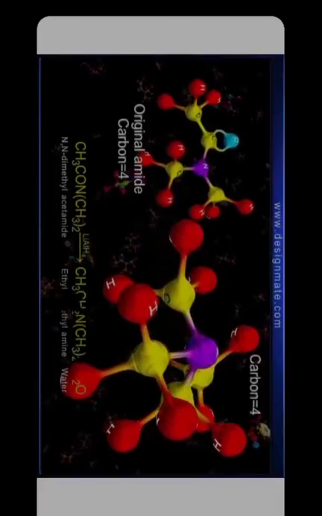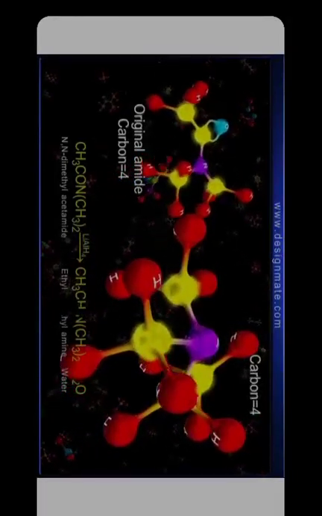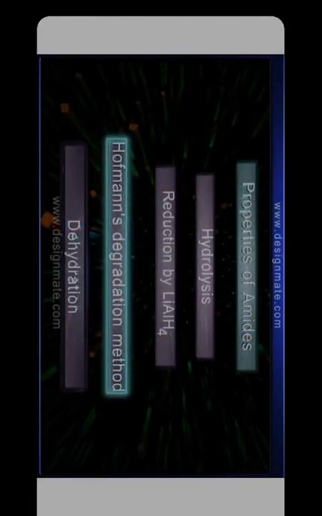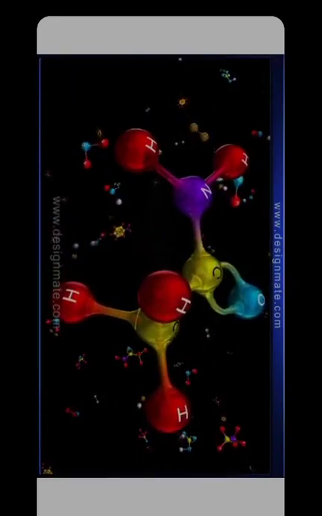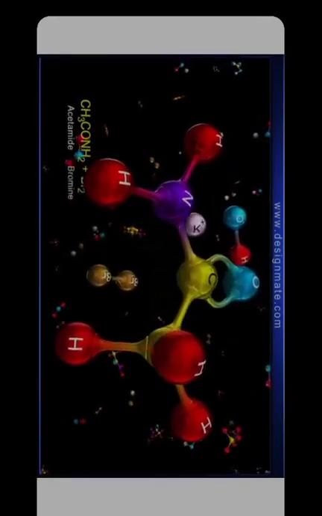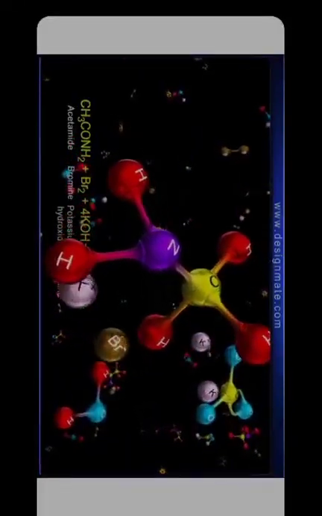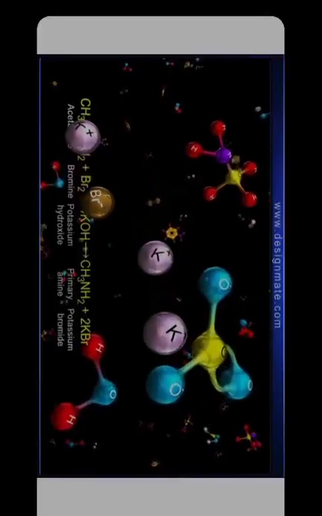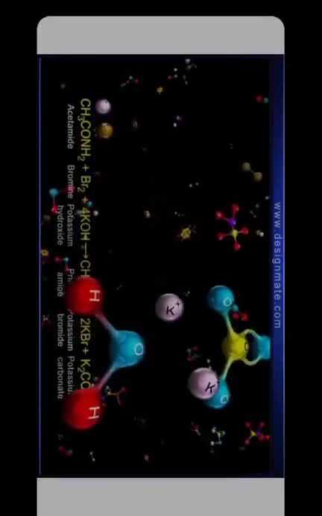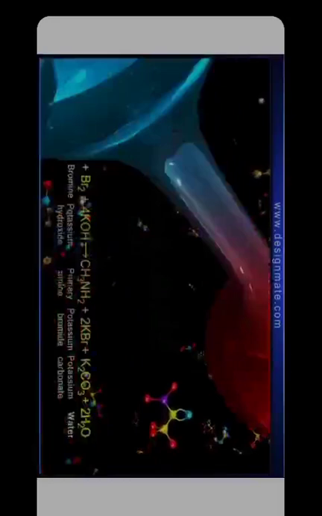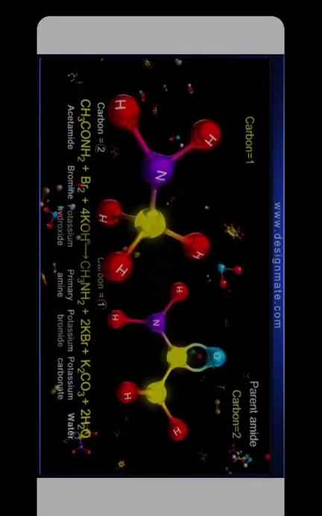The reduction with lithium aluminium hydride gives an amine having the same number of carbon atoms as the original amide. Hofmann's degradation method. An amide such as acetamide reacts with bromine and potassium hydroxide to give a primary amine, potassium bromide, potassium carbonate and water. The amine thus formed contains one carbon atom less than the parent amide.